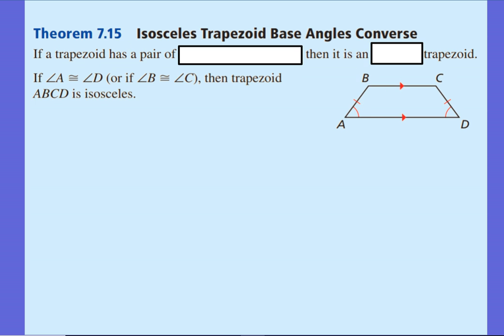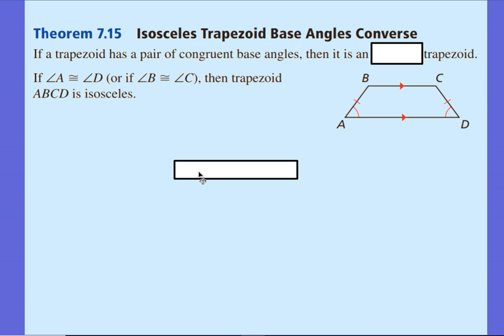Our next on the list, all right, if we have an isosceles trapezoid, it's also true that if the trapezoid already shows a pair of congruent base angles, then it's enough to prove the trapezoid is isosceles. And so this is a prime example of the converse in play. If A and D are congruent, then the trapezoid is isosceles.